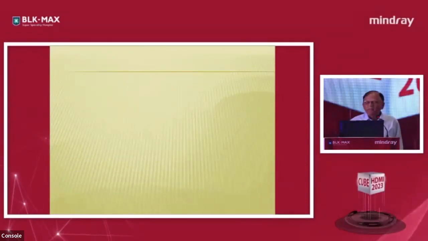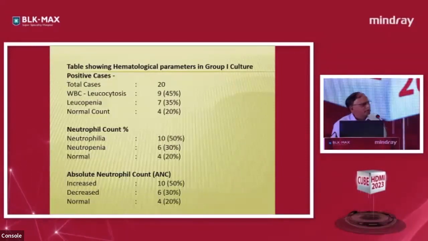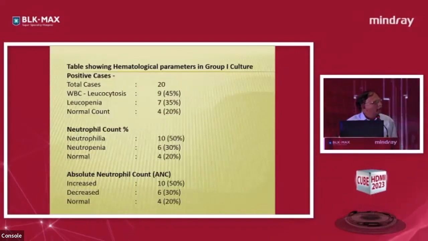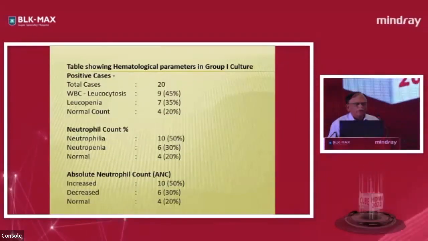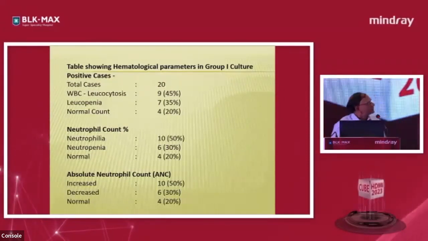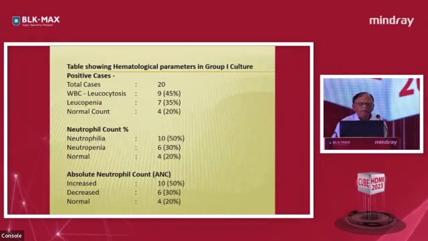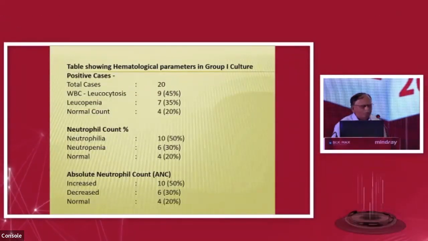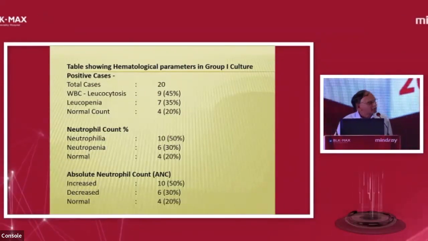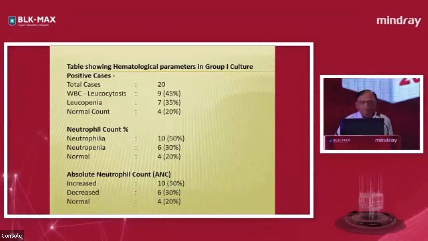Now this table shows the hematological parameters in group 1, that is culture positive cases. 20 cases we had culture positive, and out of that we found the various hematological parameters like this. That is, leukocytosis was observed in 9 cases, and leukopenia was observed in 7 cases, amounting to 45% and 35% respectively. And then normal count was observed in 4 cases.